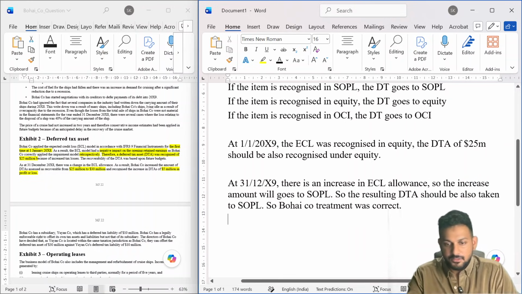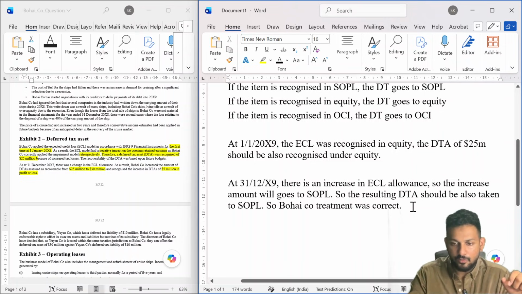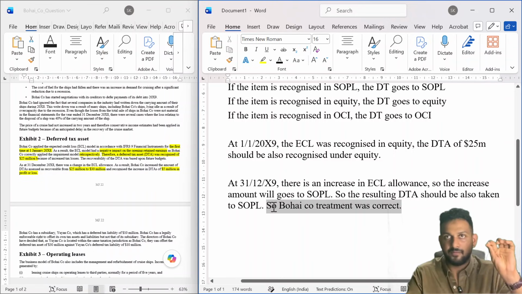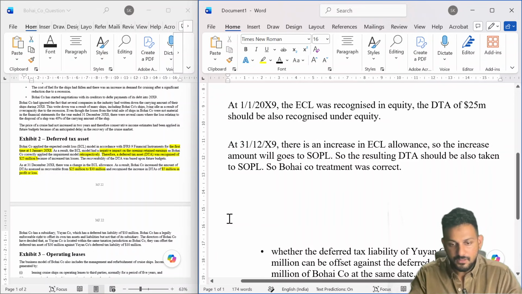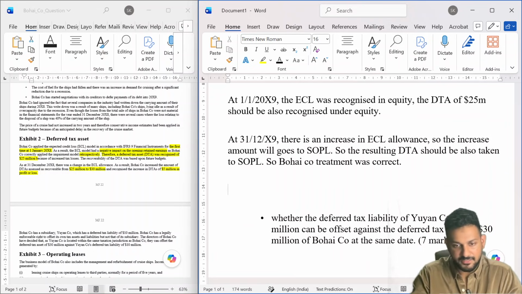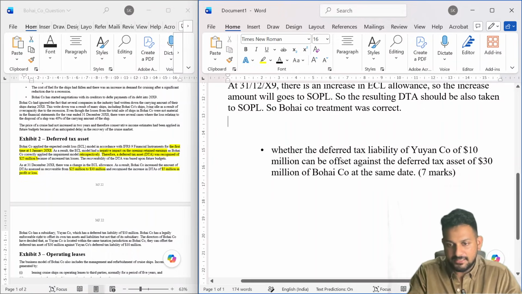Clear? So this is the information the examiner will look for. So you have to conclude whether their treatment is correct or not. Clear? That's it. Now the second requirement.